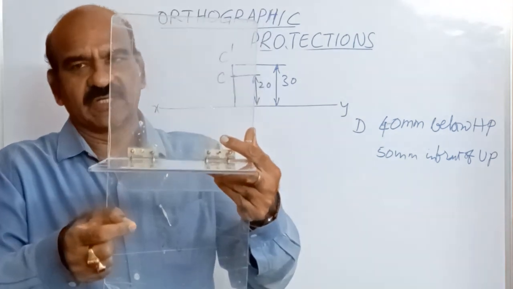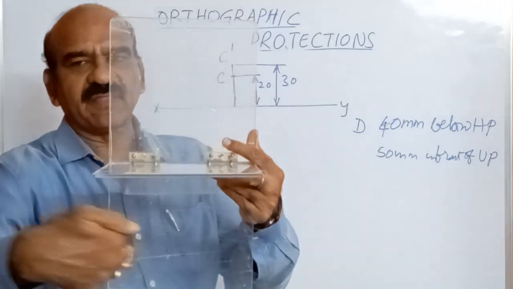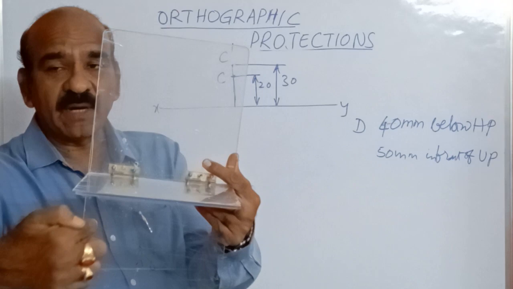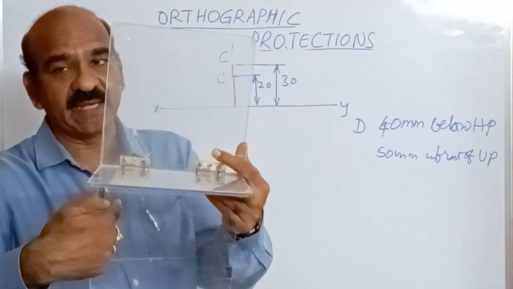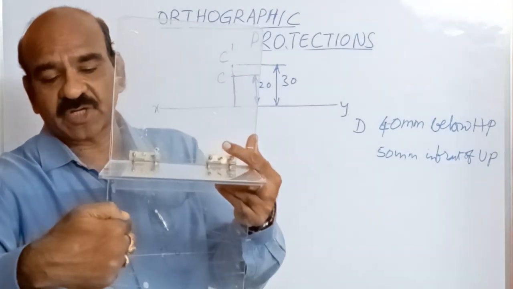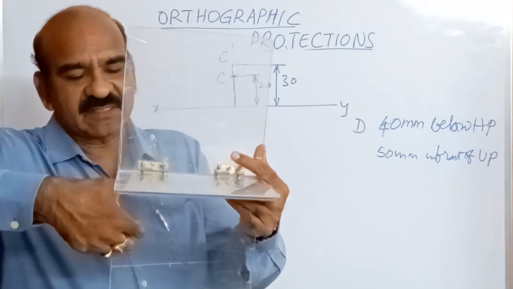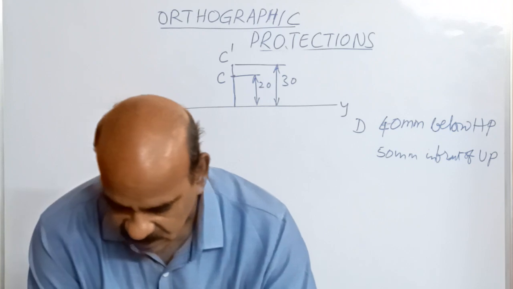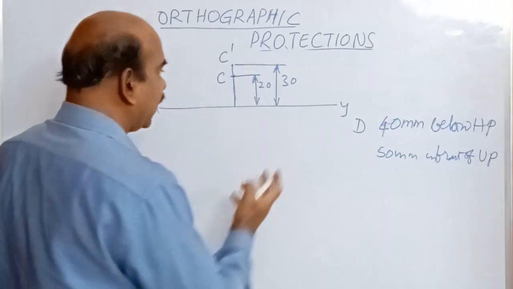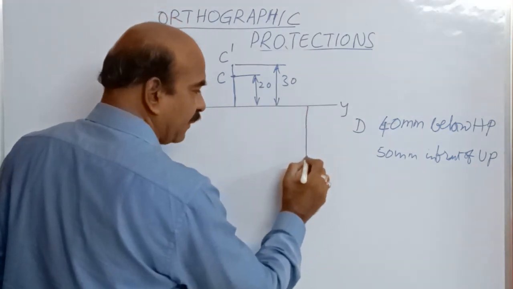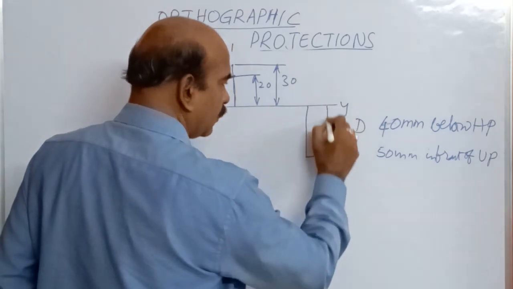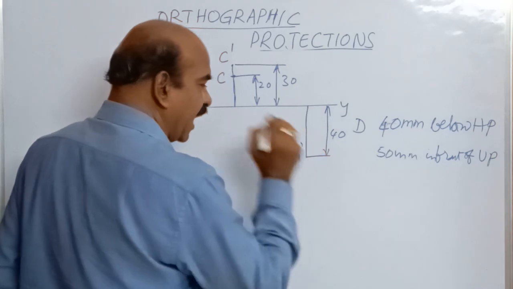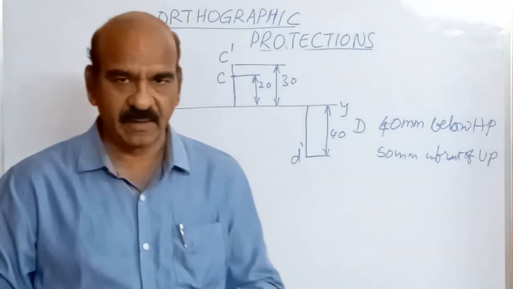Now I want its projections. Look at it in the front view. In the front view, it is how much? 40 mm below HP, below the reference line. I get the projection here on the vertical plane at a distance of 40 mm. So this is at a distance of 40 mm from the reference line. D dash, the front view, is obtained.